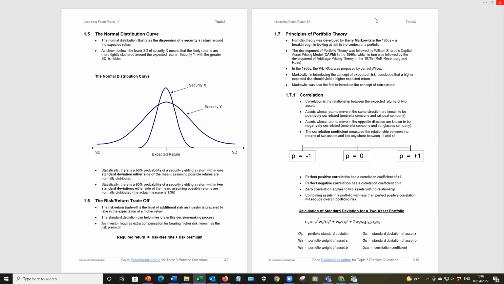So just to remind you, at the bottom of page 3.10, there is the formula for standard deviation of a two-asset portfolio. Remember, we take the weighting of the first asset squared multiplied by the standard deviation of the first asset squared, plus the weighting of the second asset squared multiplied by the standard deviation of the second asset squared, plus 2 multiplied by the two weightings multiplied by the correlation coefficient between the two investments, then multiplied by standard deviation of the first asset and standard deviation of the second.